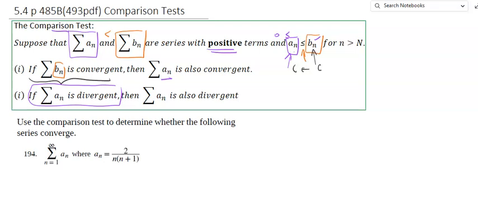Now the two useless cases: if the series of b sub n diverges, that doesn't tell you anything about the smaller. And if the series of the smaller converges, that doesn't tell you anything about what's larger.